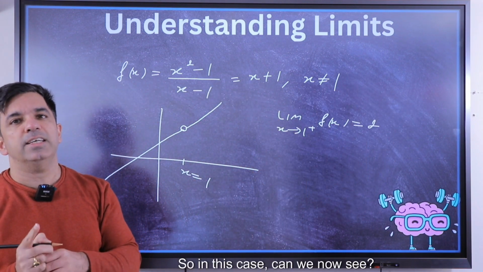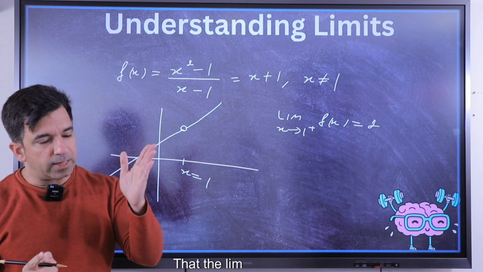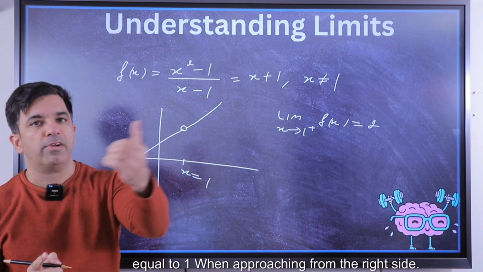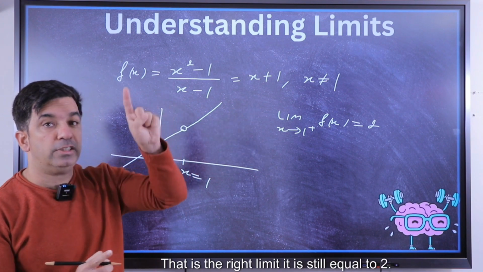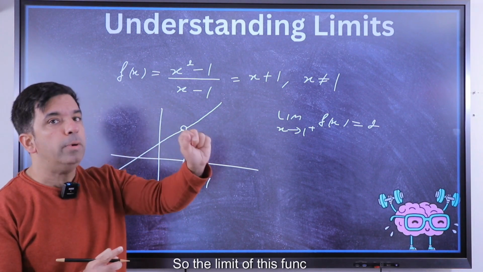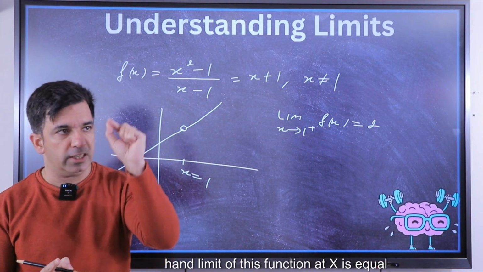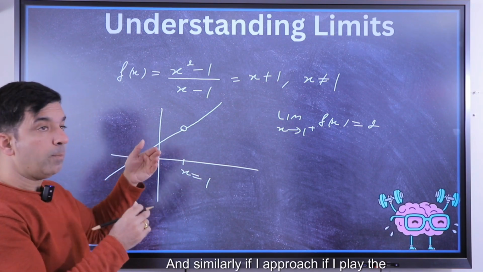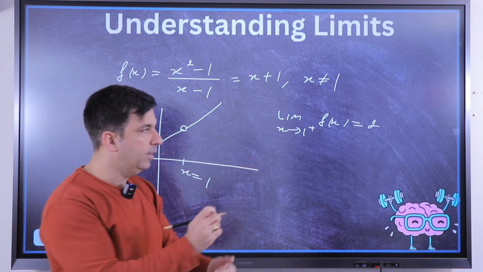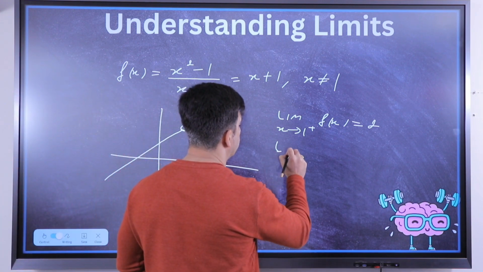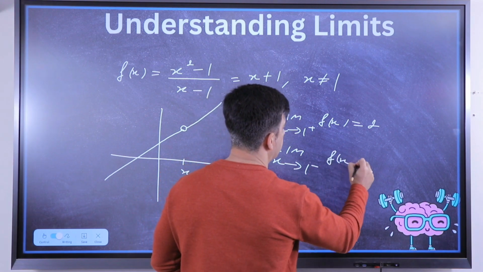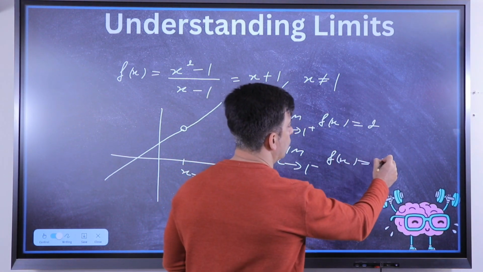So in this case, can we now see that the limit of this function at x is equal to 1 when approaching from the right side, that is the right hand limit, is still equal to 2. And similarly, if I play the same game from the left side, it would again still be 2. X approaching 1 from the minus side, f(x) would be still 2.